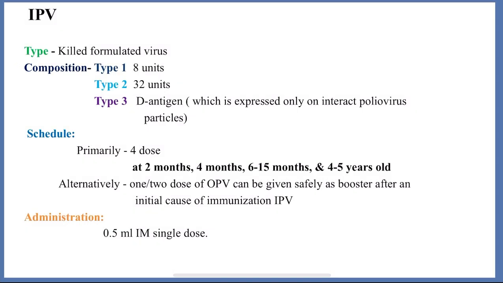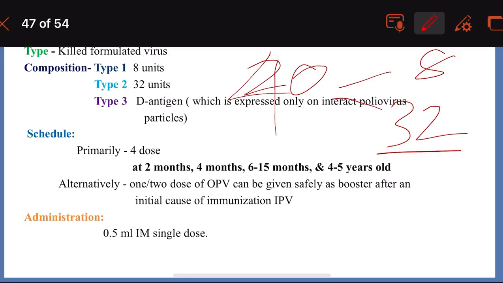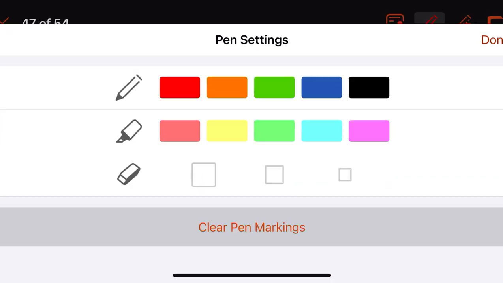Now we will go further to IPV. IPV is a killed formalized virus. The composition of IPV, the inactivated polio vaccine, has 3 types. Type 1 contains 8 units, type 2 has 32 units, whereas type 3 has a D antigen, which is expressed only on intact poliovirus particles. IPV has 40 units: type 1 has 8, type 2 has 32, and we have D antigen in type 3.